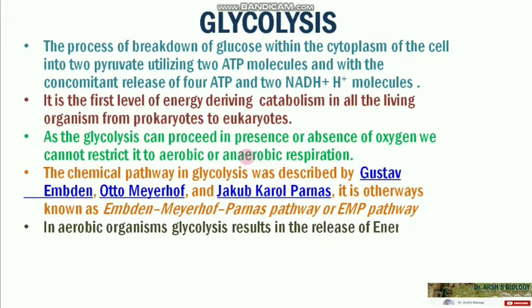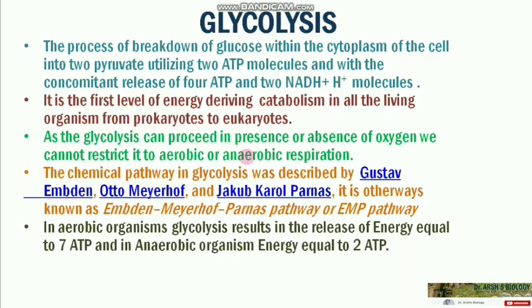In aerobic organisms, glycolysis results in the release of energy equal to 7 ATP, and in anaerobic organisms, energy equal to 2 ATP. Here, the 7 ATP came from the 5, which is actually resulting from the NADH + H+ that is released. Each NADH + H+ will be contributing 2.5 ATP molecules. As two molecules of NADH + H+ are formed, it will result in the formation of 5 ATP molecules.